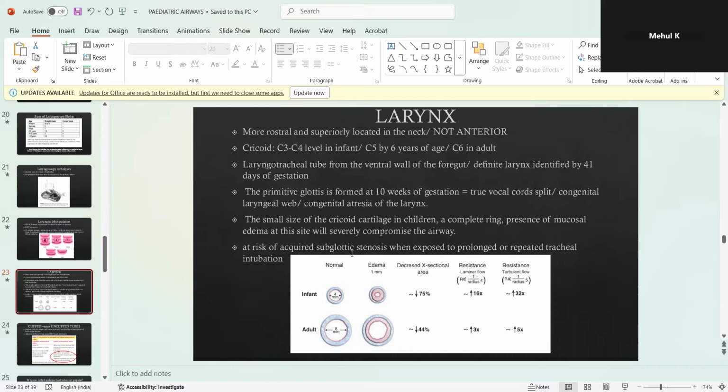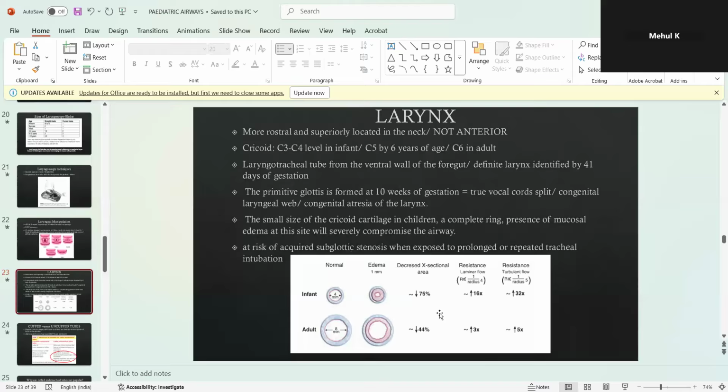Embryologically, the larynx develops from the ventral wall of the foregut, and definite larynx is identified by 41 days of gestation. The primitive glottis is formed at 10 weeks of gestation. The true vocal cord split, and failure to split is what results in a laryngeal web and congenital atresia of the larynx. The cricoid cartilage, understandably, is very small in children. It's a complete ring, and the presence of mucosal edema at this site will severely compromise the airway.